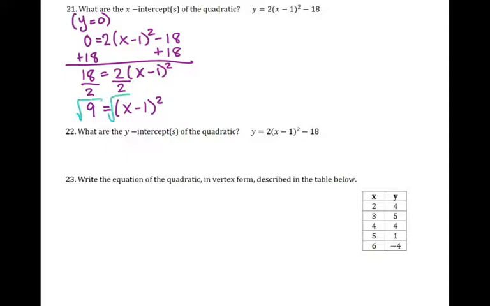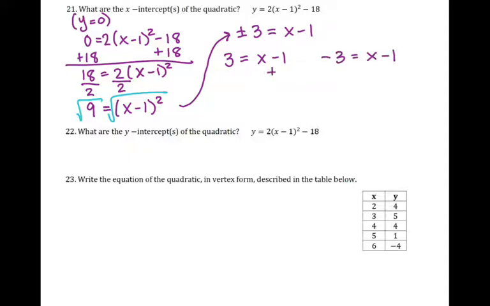From here, I can square root. Square root of 9 is 3. But of course, since we are taking the square root, it's plus or minus 3 equals x minus 1. And then I can get my two equations. 3 equals x minus 1 and negative 3 equals x minus 1. I can solve both of those. My first one is going to give me x equals 4. Second one is going to give me x equals negative 2. So I can write them as ordered pairs. My first x-intercept is (4, 0), and my second x-intercept is (negative 2, 0).